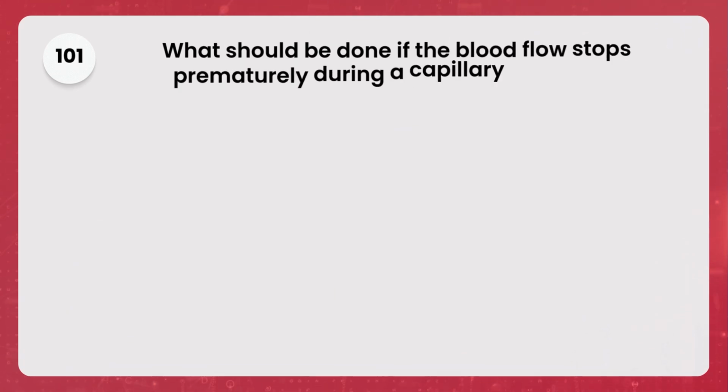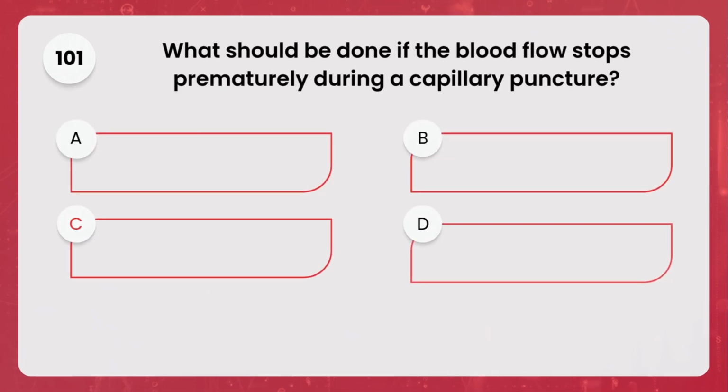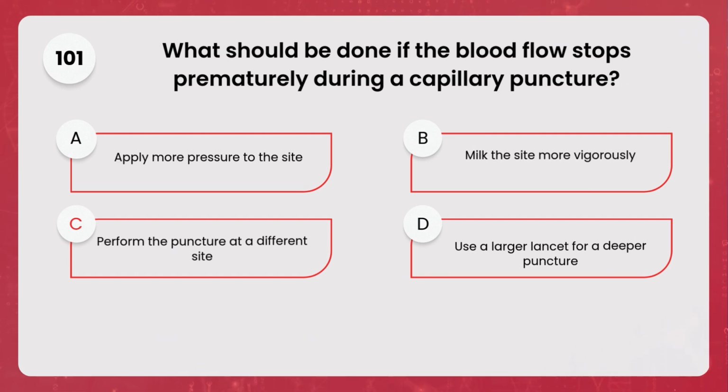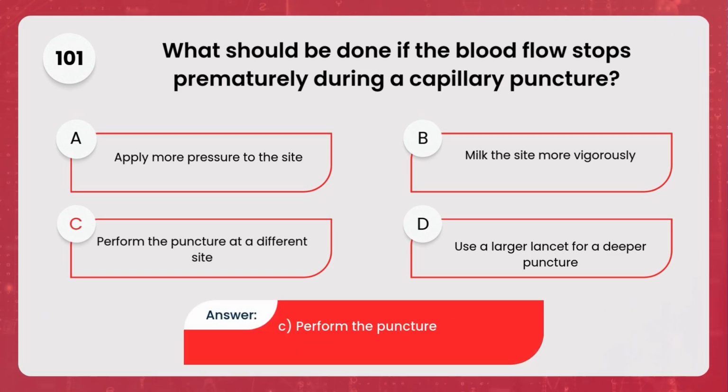101. What should be done if the blood flow stops prematurely during a capillary puncture? A. Apply more pressure to the site. B. Milk the site more vigorously. C. Perform the puncture at a different site. Or D. Use a larger lancet for a deeper puncture. The answer is C. Perform the puncture at a different site.